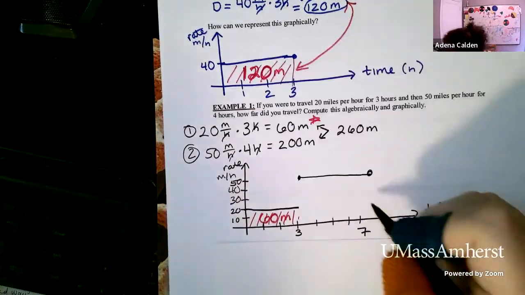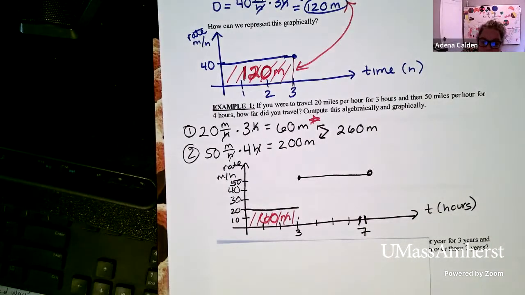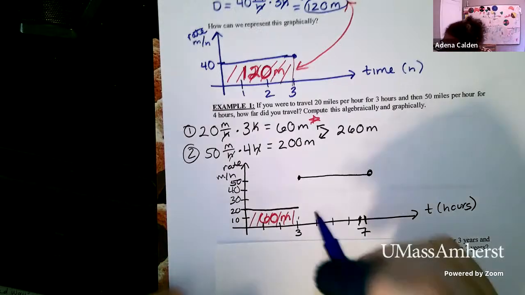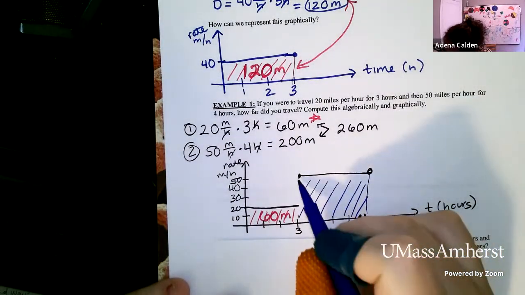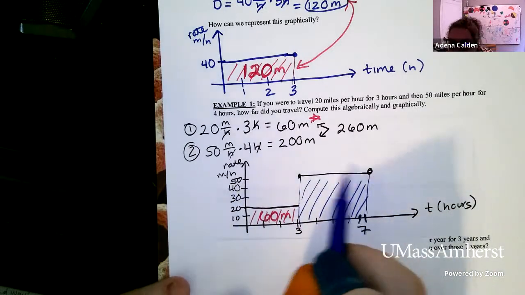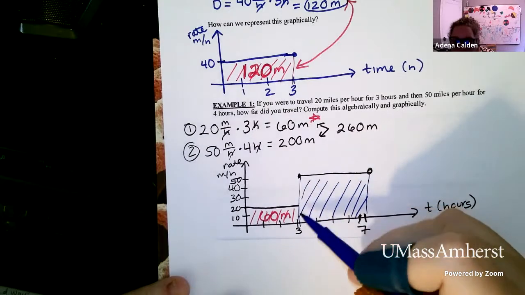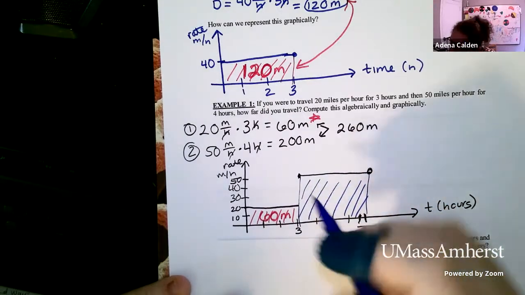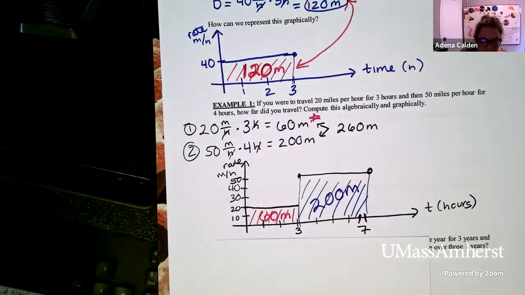Okay. Let me move that little hash mark over. So time 7. So that means now that my second leg of the trip is this rectangle over here, which is a rate of 50. That's the width here, or the height here, and then a width of 4 hours. And so 50 times 4 gives me those 200 miles.